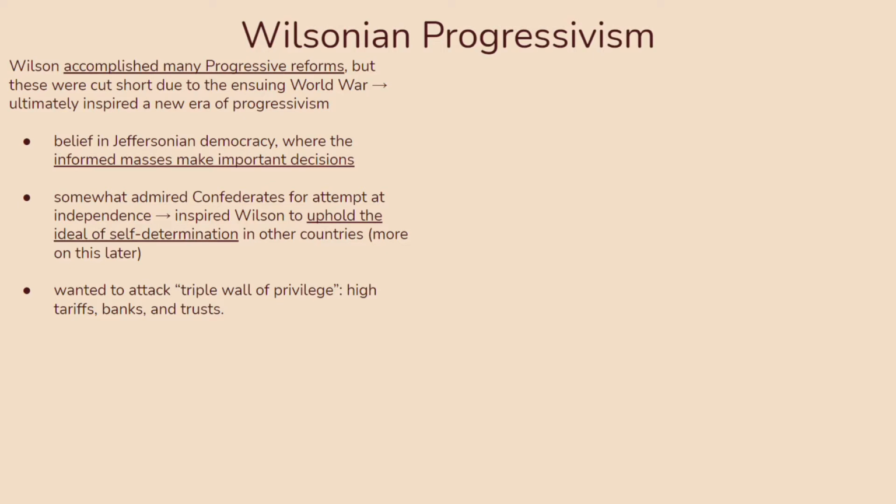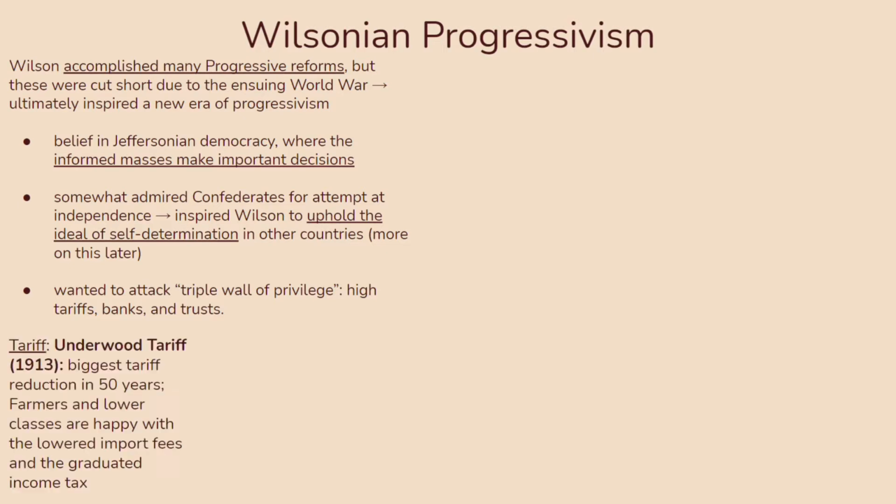Because high tariffs eliminated foreign competition. The banks financed all of big business's ventures and just their expenses. And then trusts were corrupt ways of, again, financing businesses and ensuring that they have power in an industry, like a monopoly. So he really wanted to attack this and ensure that businesses that became famous and grew to greater heights earned that right because they made a superior product.